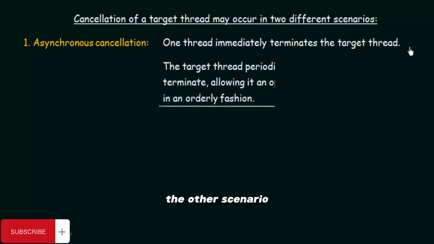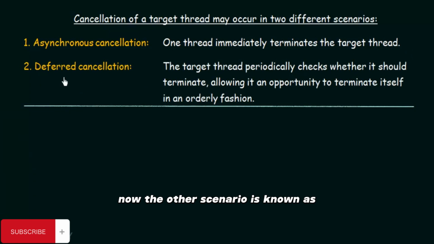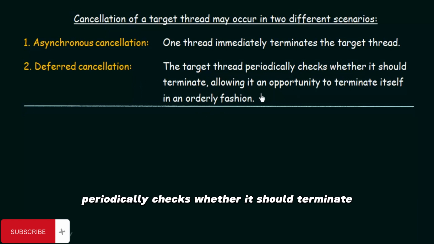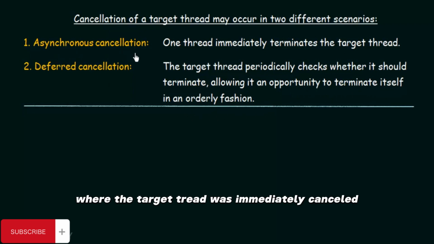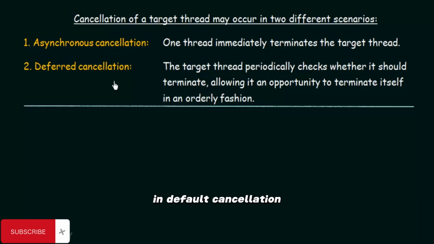Now let's look at the other scenario, which is known as deferred cancellation. In deferred cancellation, the target thread periodically checks whether it should terminate, allowing it an opportunity to terminate itself in an orderly fashion. So unlike asynchronous cancellation, where the target thread was immediately canceled by another thread, in deferred cancellation the target thread will periodically check whether it should terminate itself or not. Nobody can just come and terminate it immediately without its permission.